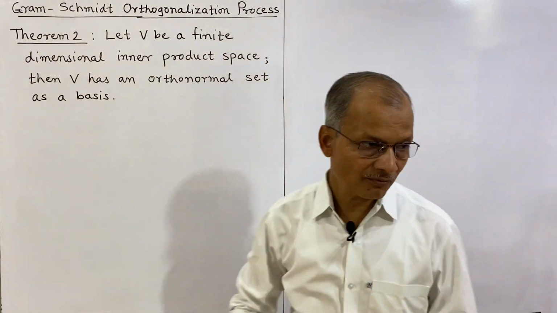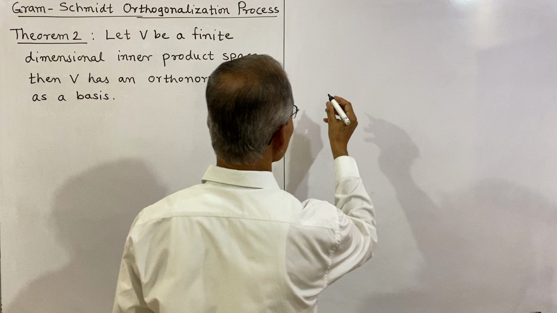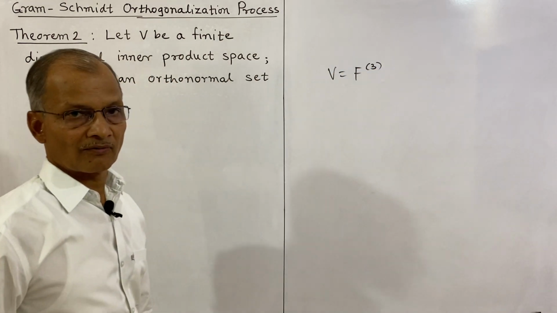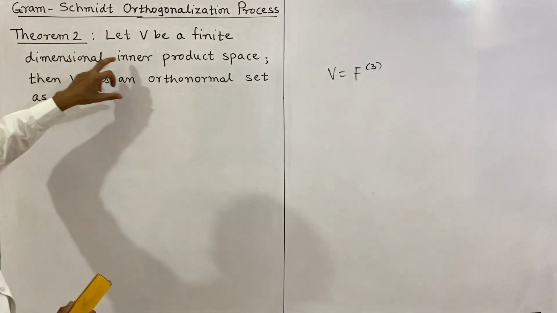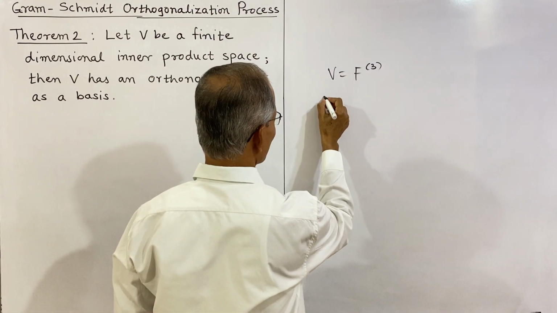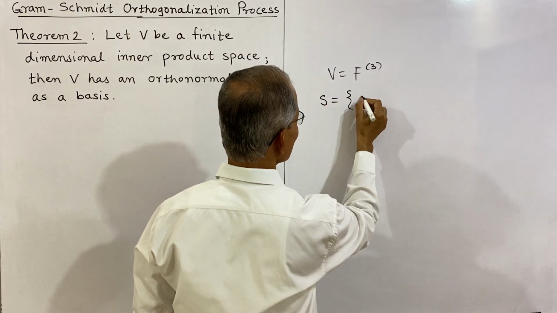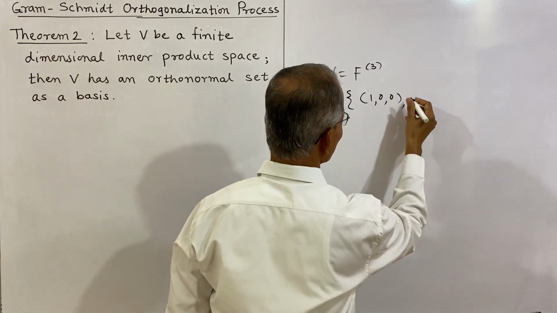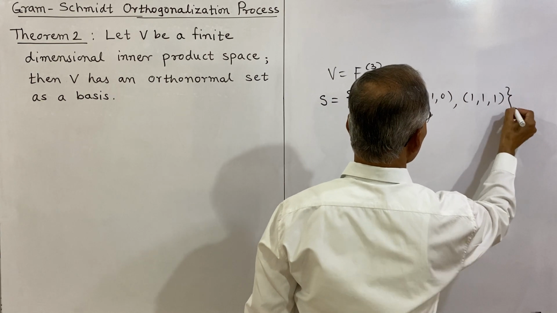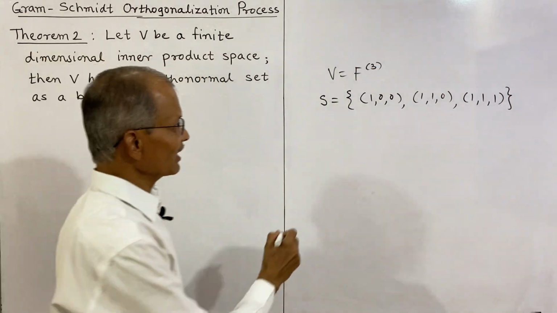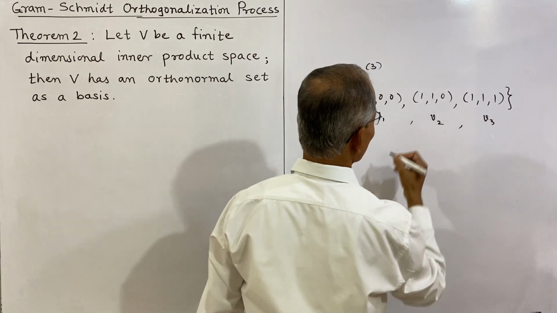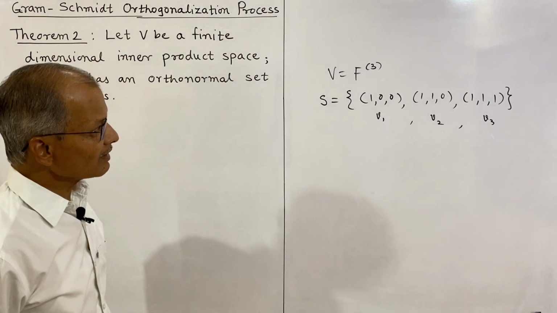Now, for example, let V be F3, a three-dimensional vector space. Here we have to consider a finite dimensional inner product space, and this is a basis. Say we consider S, the vectors (1, 0, 0), (1, 1, 0) and (1, 1, 1). This is a basis, and we may denote these vectors as V1, V2 and V3. These are linearly independent.